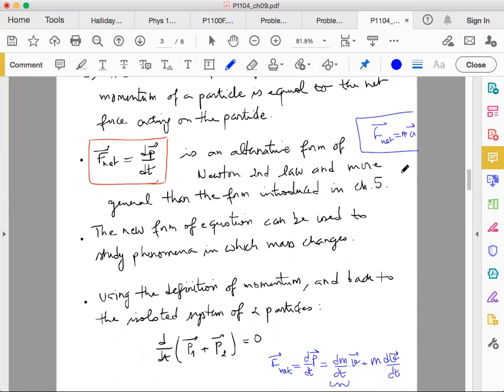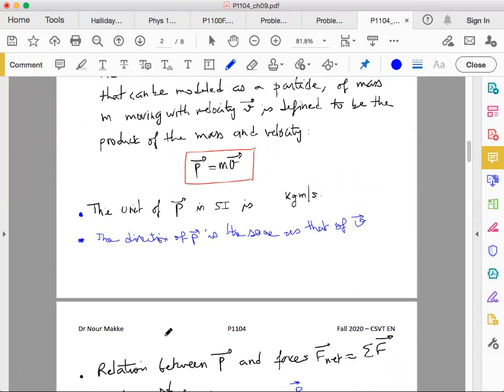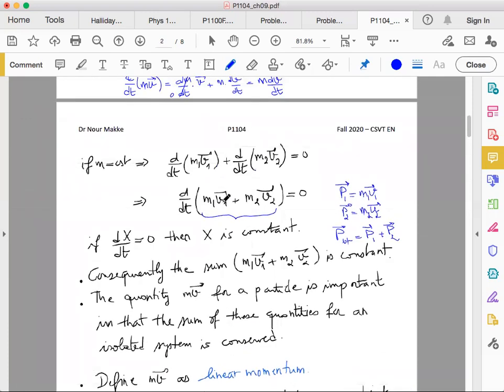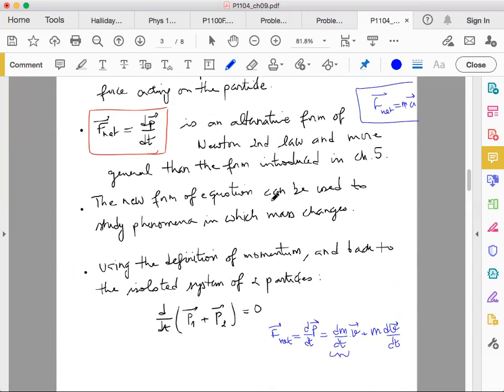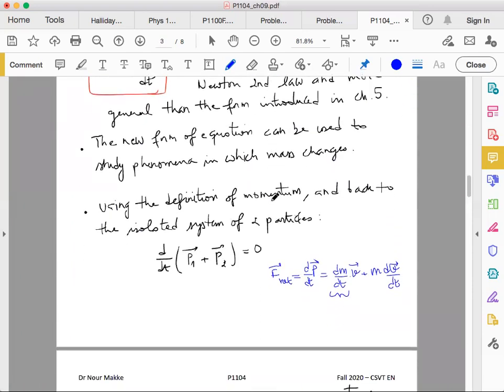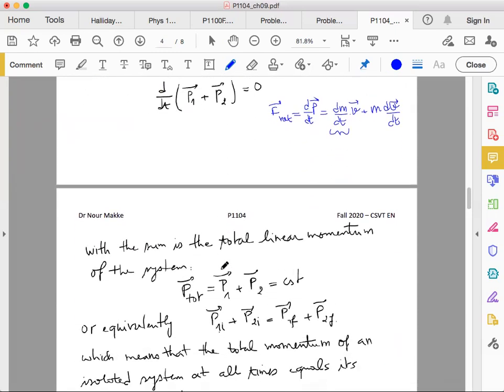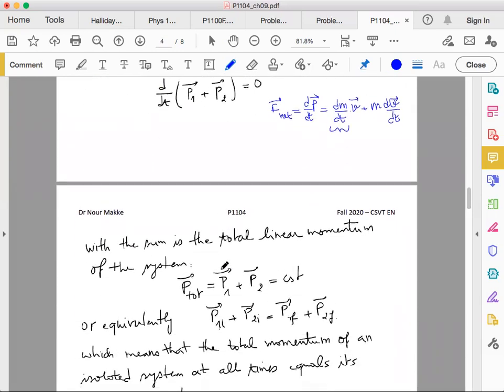Voilà. So let's continue now and let's get back to our problem. So using the definition of the momentum and back to the isolated system of two particles, the derivative with respect to time of m1 v1 plus m2 v2 can be written now, in terms of the linear momentum, as the derivative with respect to time of p1 plus p2 vectors. And since the derivative of this p1 plus p2 is equal to 0, that means that p1 plus p2 is constant. This summation is constant, and we say that the linear momentum is conserved.